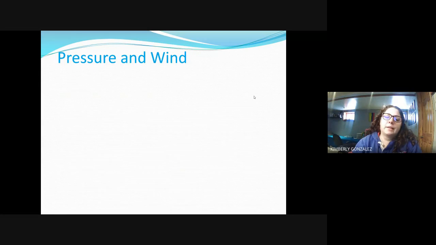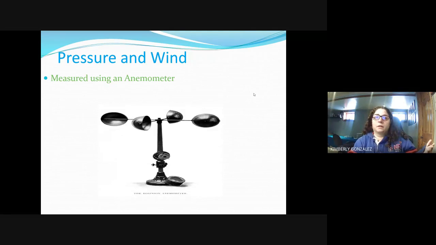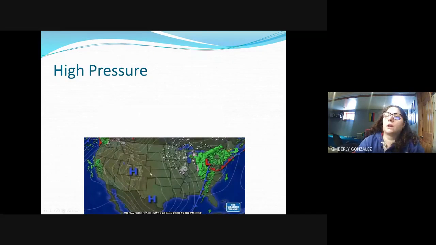First of all, we need to know how pressure is actually figured out. There's an anemometer. When you're looking at pressure, we talked about how it was measured through a barometer or the other one, but this is part of wind. You see these little cups here? They catch the wind, and you can figure out how fast or slow they are moving. This is one of the original ones. Pretty cool. So let's talk about high pressure.